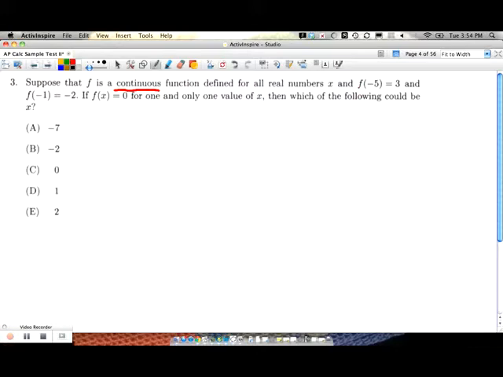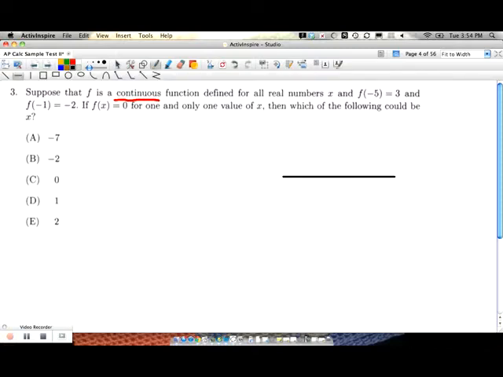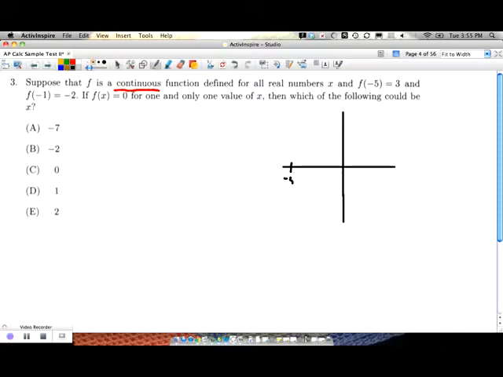And we know that f of negative 5 equals 3, so if I were to look at an x and y axis, just a quick sketch of what we're looking at here. We know that at negative 5, we are at 3, probably about here. And at negative 1, we are at negative 2, about down here. And it says this line is continuous.